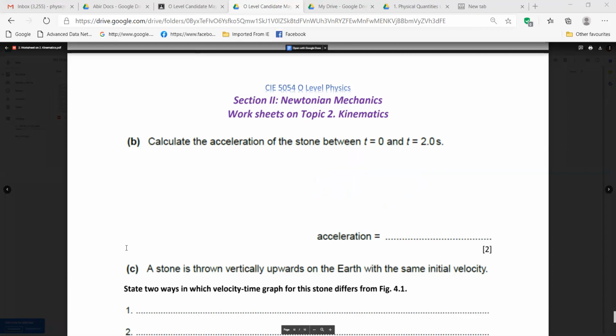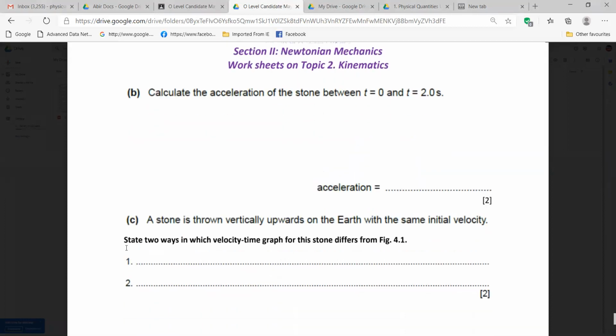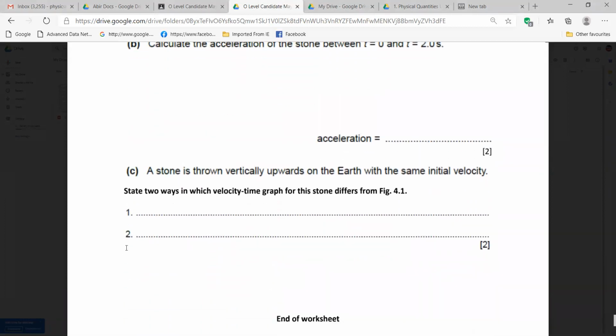Next one, you check a stone. Can you read it? The stone is thrown vertically upwards on the earth with the same initial velocity. State two ways in which the velocity diagram for the stone differs from figure 4.1.